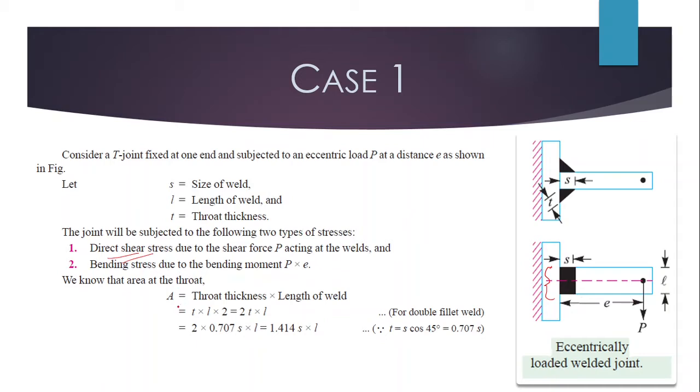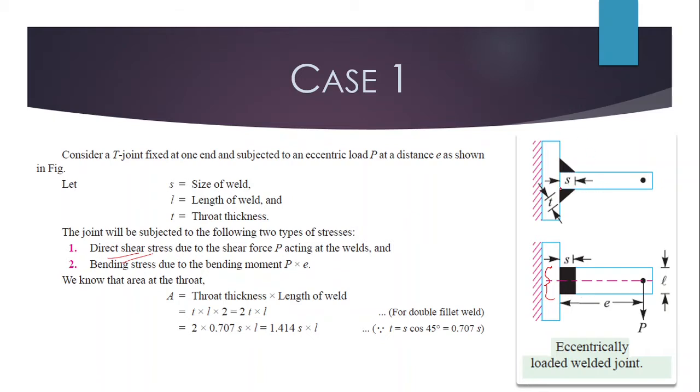Then we know that A is equal to throat thickness into length of the weld, T into L into 2. The 2 represents the double fillet weld. That's equal to 2 into T into L. Then 2 into 0.707 S into L is equal to 1.414 S into L.